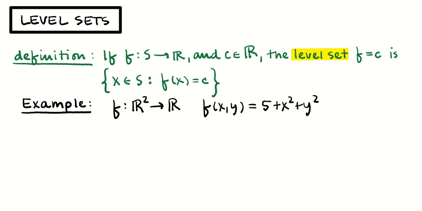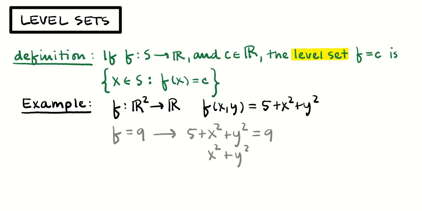And we'll look at the level set, say, f equals 9. So let's look at f equals 9. That's going to give me 5 plus x squared plus y squared equals 9. Okay? And if I start simplifying this, I'm going to get an equation for a curve.